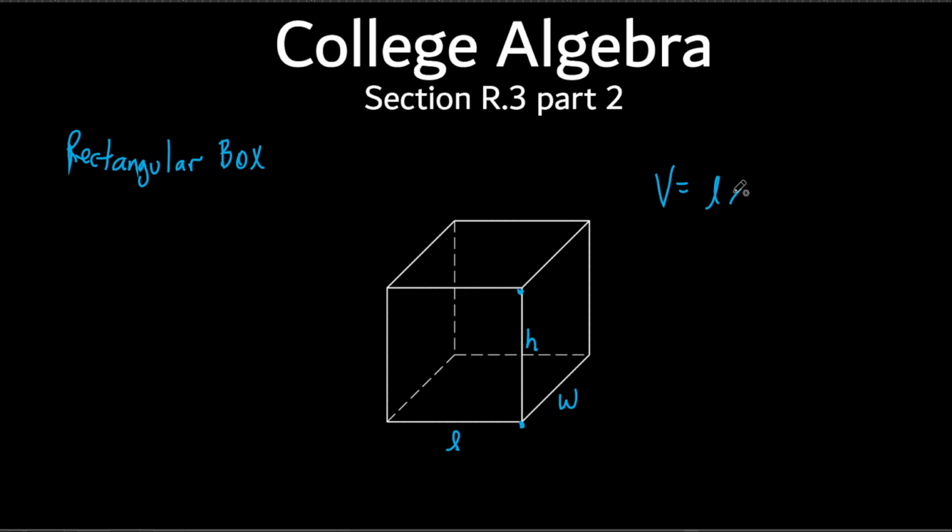It's just the length. I'm going to put dots instead of X's. The length, it's an ugly dot. Let's try it again. Length times the width times the height. That's very simple. So if I want to find the volume of this, it's the length times the width times the height.